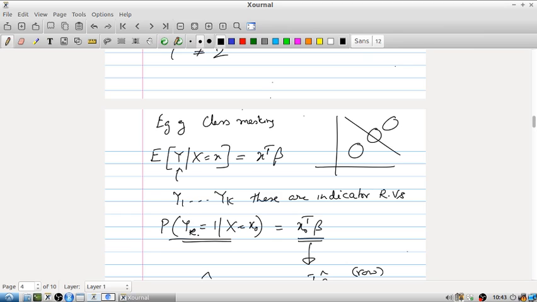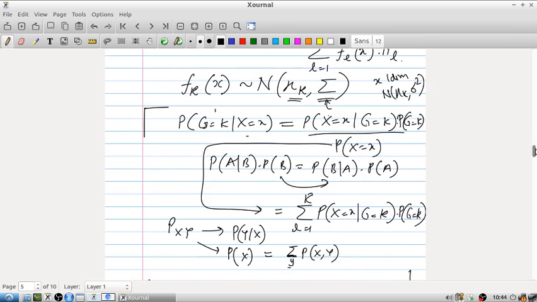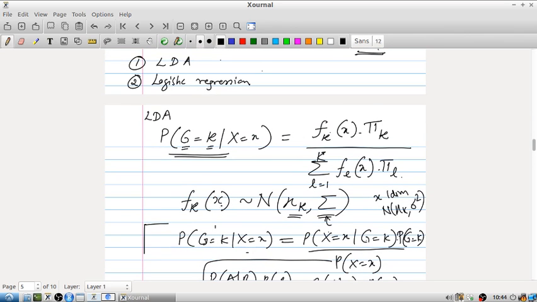Since yk is an indicator random variable, this is the same as the probability of g equal to k. So we are saying that the probability of g equal to k is just a linear function of x. In linear discriminant analysis, since we assume the class-conditional distribution to be normal, the probability of g equal to k given x is some very complicated nonlinear function of x. You can see that, right? This fk is e to the power minus x times something, divided by, in the denominator, so many Gaussian terms. So this is a very nonlinear function of x.